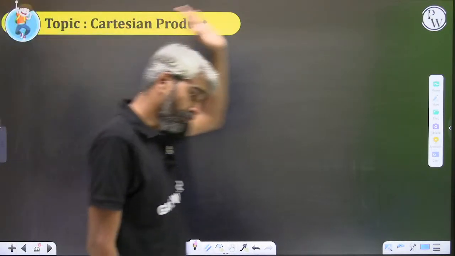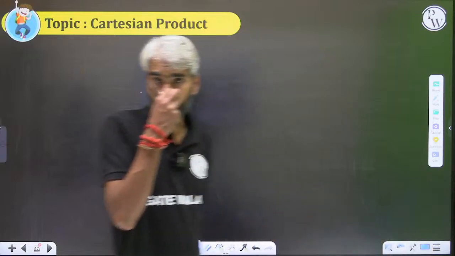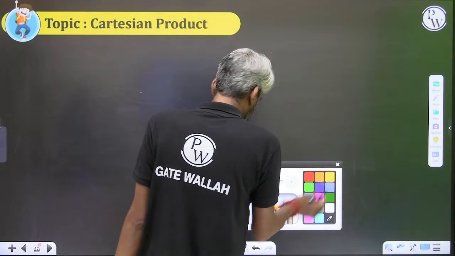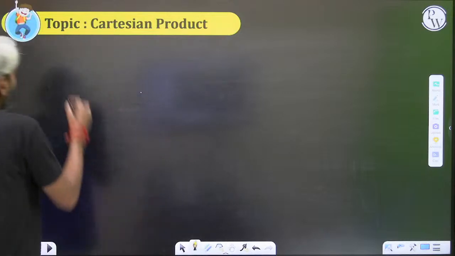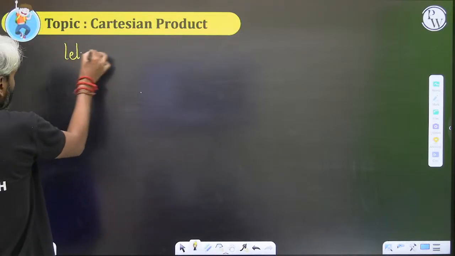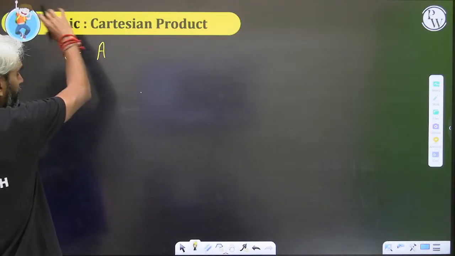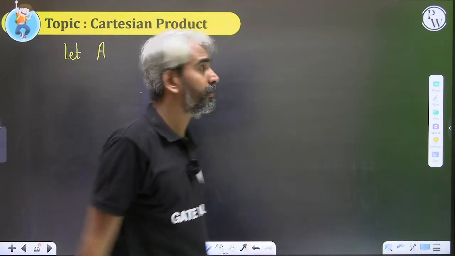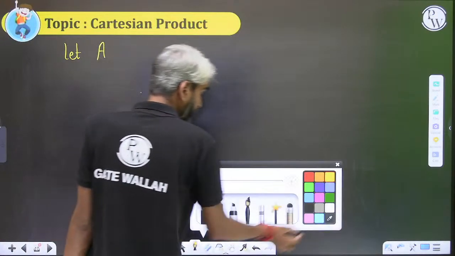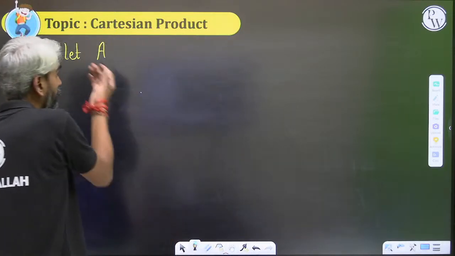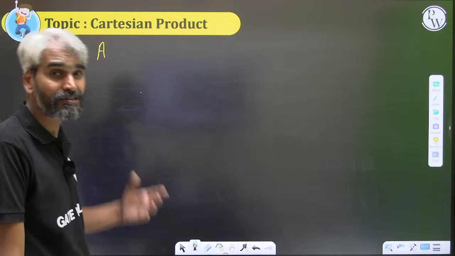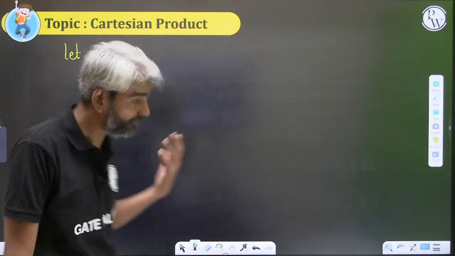Okay, let's move to the next concept, that is Cartesian product. What do we mean by Cartesian product? So basically, this is the beginning of the concept of relation. If you want to understand relations, first of all, you must understand the concept of Cartesian product, because relations are nothing but subsets of the Cartesian product that we'll define in a while.